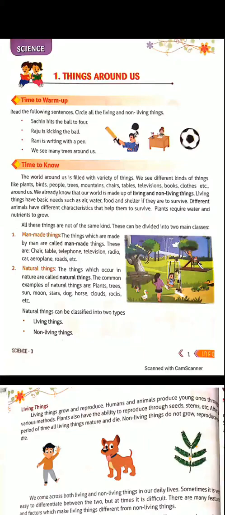The chapter name is Things Around Us. In this chapter we will be studying about the different types of things in our surroundings. There are mainly two types of things in our surrounding: one is man-made things, the other one is natural things. About man-made things and natural things we'll be studying in this chapter. Further, we'll be studying the two types of natural things, that are living things and non-living things. All these topics will be covered under this lesson. Let us start the lesson.